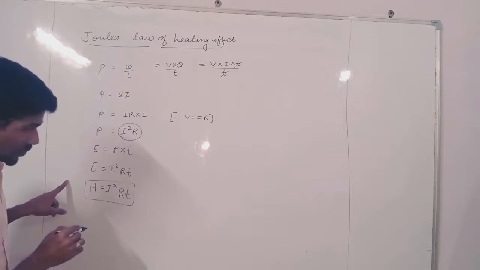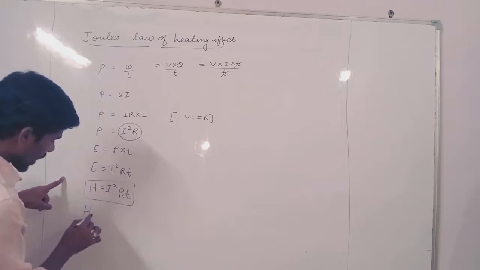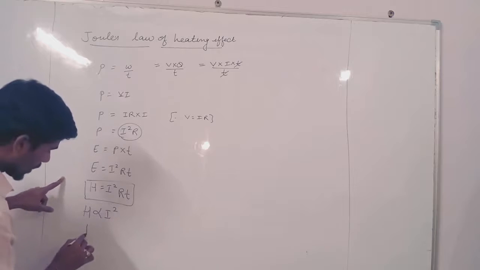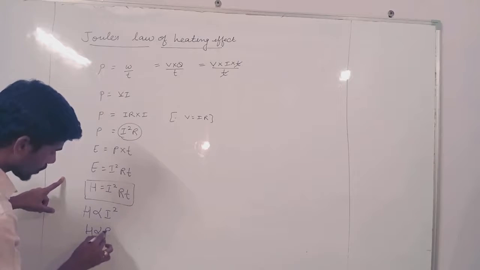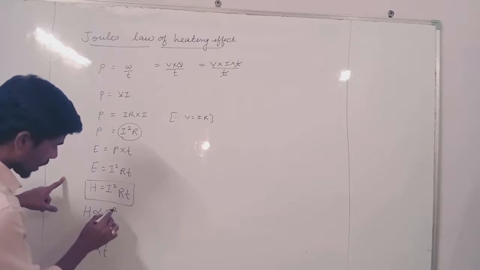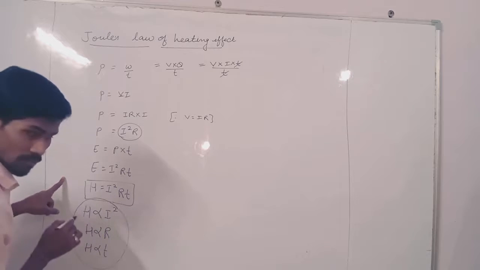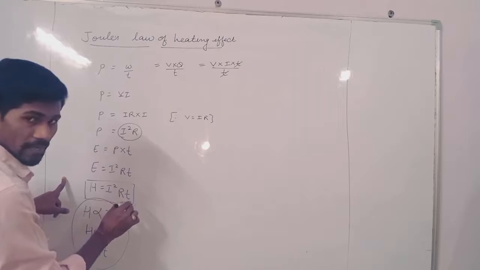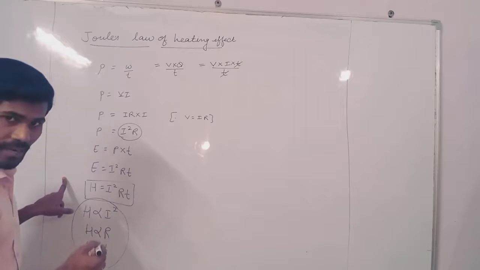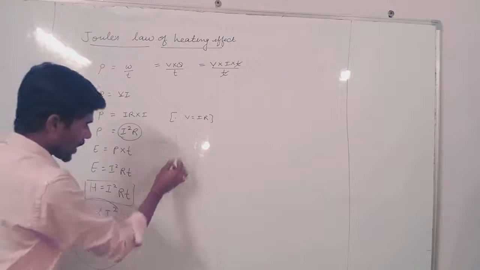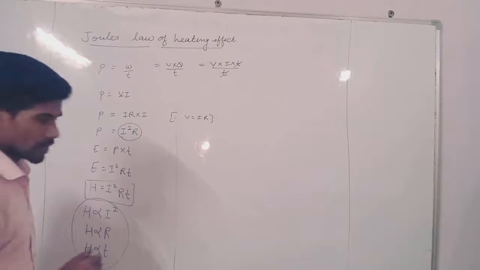What it states? Heat energy is directly proportional to the square of electric current. Heat energy is directly proportional to the resistance, and heat energy is directly proportional to the time. If we combine these three terms, we will get H is equal to I square RT. I is the electric current, R is the resistance, T is the time. Now we have electric power.